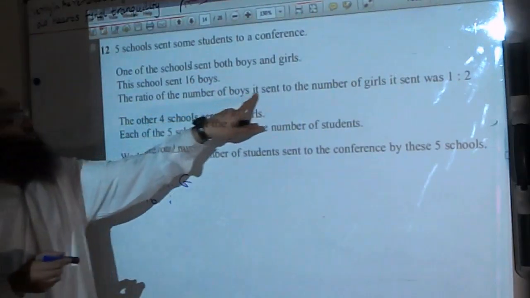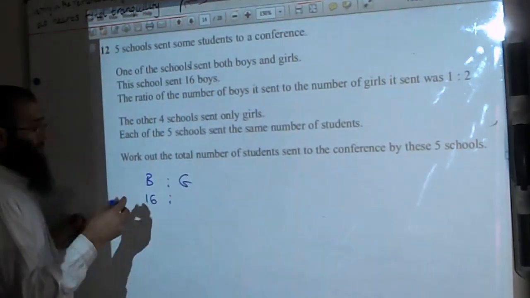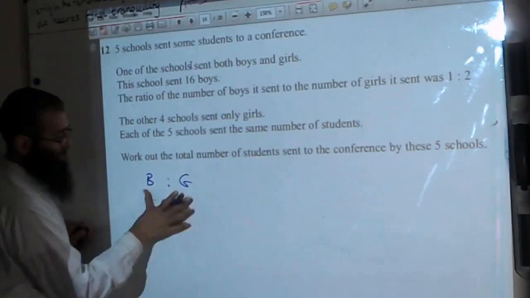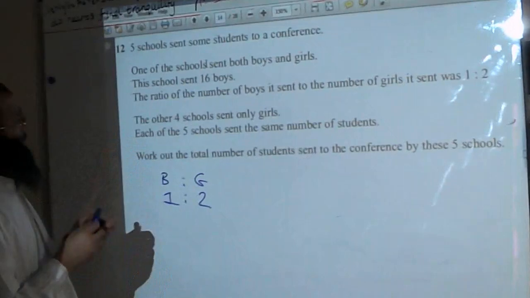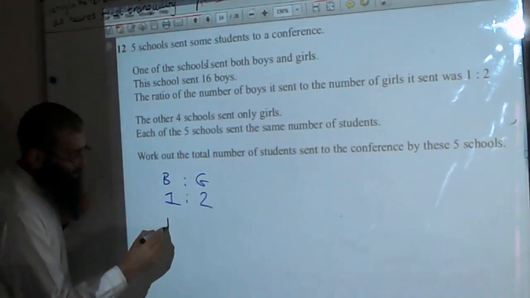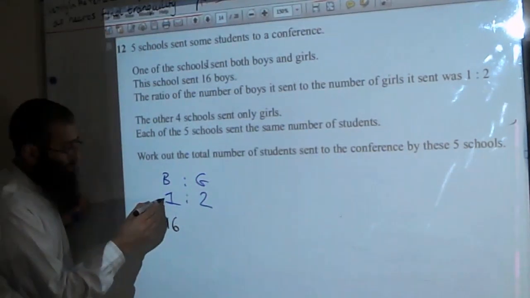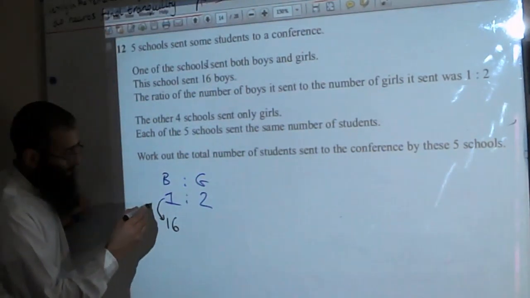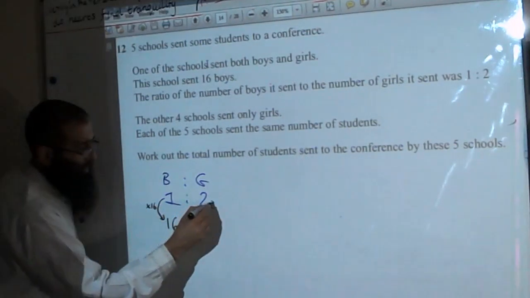The ratio of the number of boys it sent to the number of girls it sent was 1 to 2. So that's the ratio. Okay, so how many boys did they send? 16. So how do you get from 1 to 16? 1 times 16. So if we multiply the left by 16, we have to multiply the right by 16.